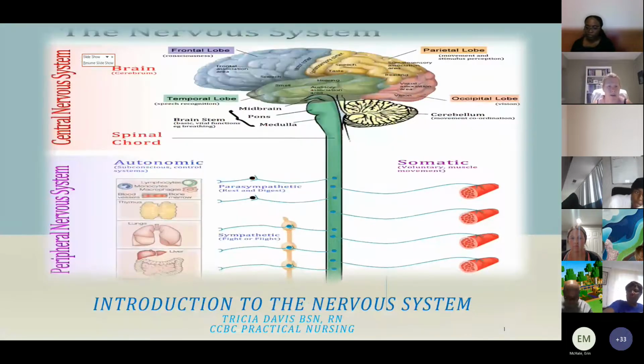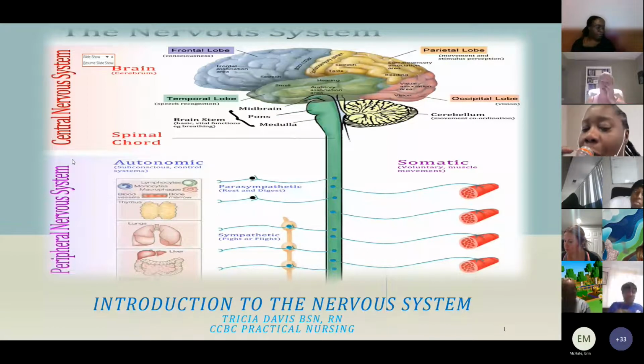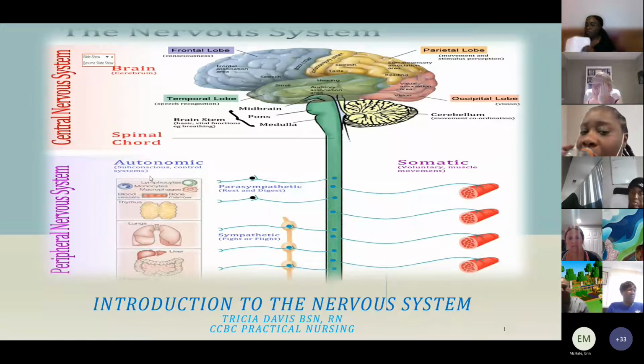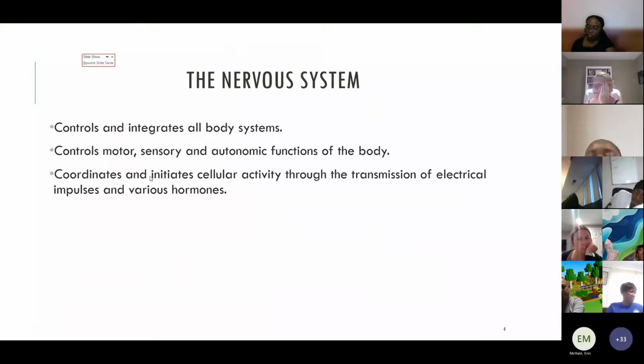All right. So introduction to the nervous system. Some of this stuff is just going to be kind of a refresher, a lot of anatomy and physiology back from your biology course. I'll tell you if there's something that you need to know that's going to be on your exam. So these are your objectives. All right. So our nervous system plays an extremely important part in all of our bodies.